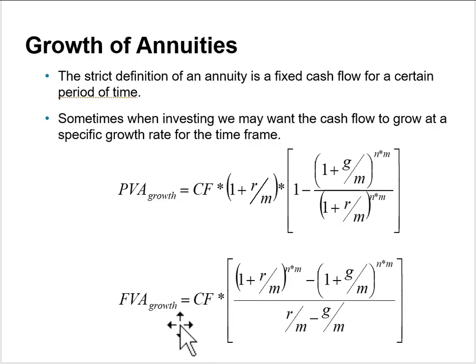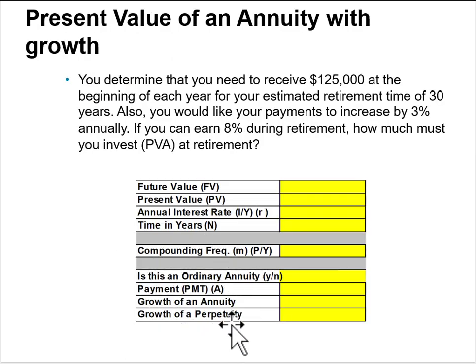Here's our formula, and this is the one for future value. Again, the math gets a little ugly, so you have to make sure you do the proper calculations. Now, in the actual worksheet that I have for you, I've placed those formulas in there. So again, if you want to receive $125,000 at the beginning of each year for 30 years, and you'd like your payments increased by 3%, and you can earn 8% during retirement, how much do you need to invest?